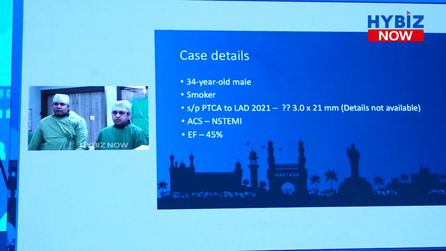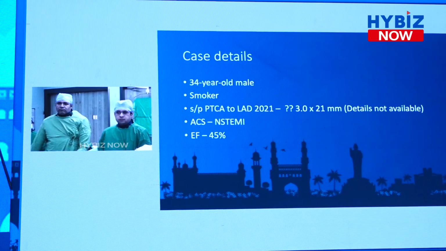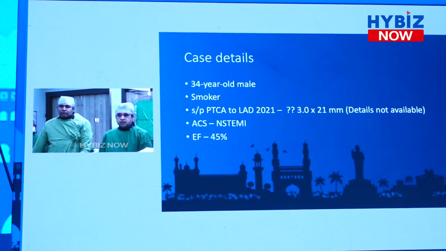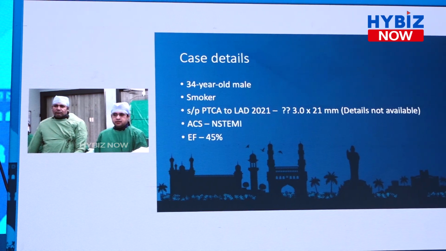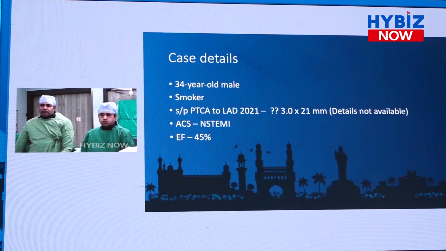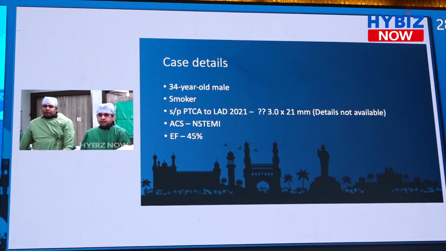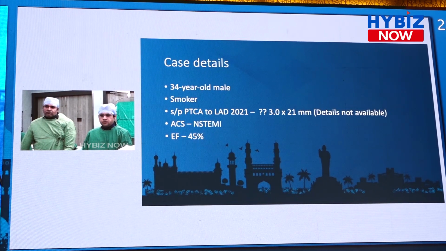So our patient today is a 34-year-old male. He is an active smoker with no other risk factors. He has undergone angioplasty to his proximal LAD in 2021, with probably a 3021 stent. He presented to us with a NSTEMI about 7 days back, and his ejection fraction is about 45%.